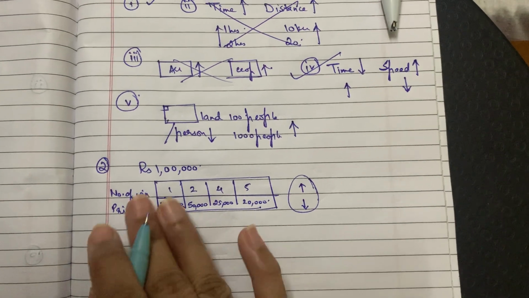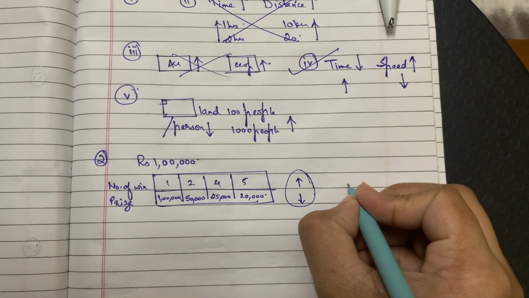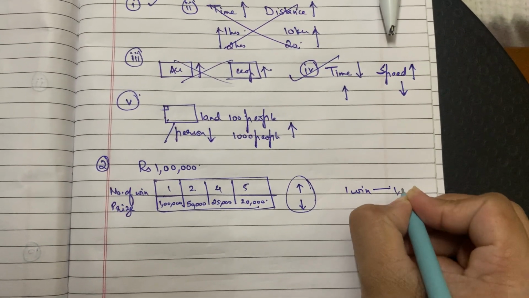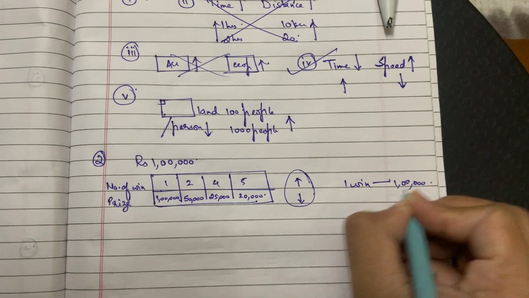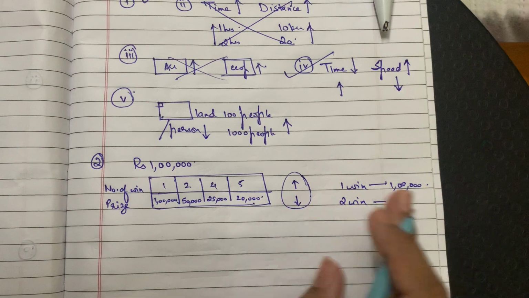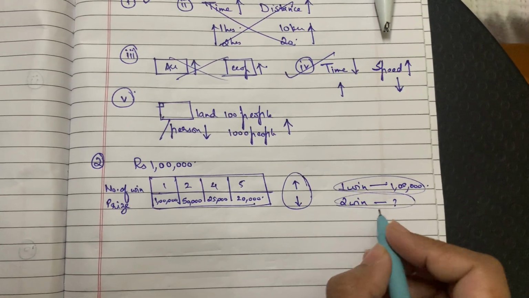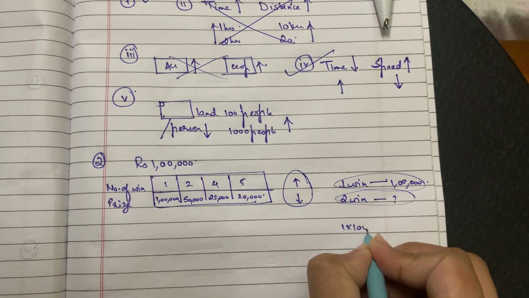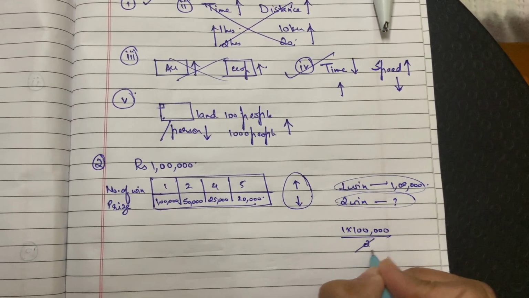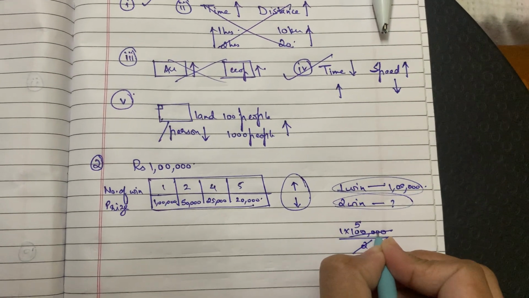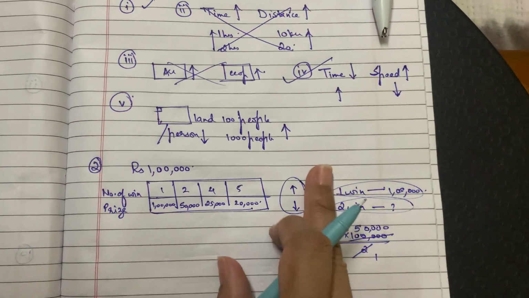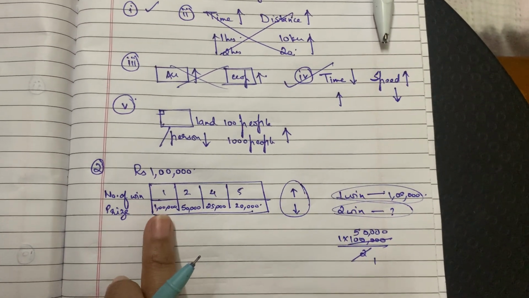Now, if someone doesn't know how to calculate, you can write it down like this. If there is one winner, he is going to get rupees 1 lakh. If there are 2 winners, what will happen? I told you, if winners increase, the amount will decrease. So inverse proportion works like this: 1 into 1 lakh by 2. 2 fives are 10, so 50,000. That's how I wrote it down. That's how you can calculate it, or you can do it orally as well.